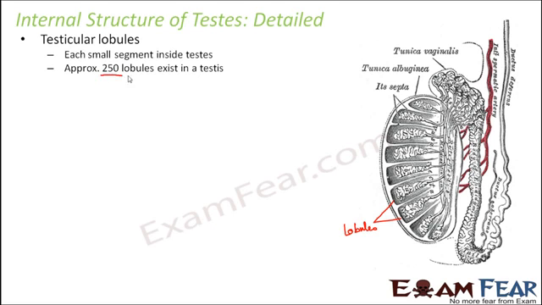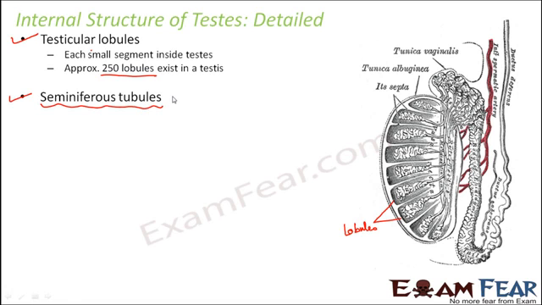Now approximately 250 lobules exist in a testis. So in one testis you have almost 250 lobules. That is a big number, right? So that is testicular lobules. Now the next part that we will talk about is the seminiferous tubules.